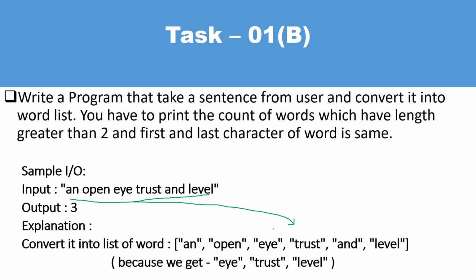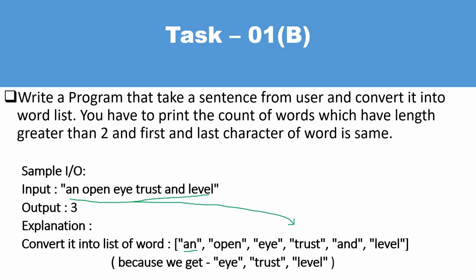So after doing that, what you have to do, you have to see every word. If the word has a length greater than 2 as well as the first and the last character of the word is the same, then you have to count that word.